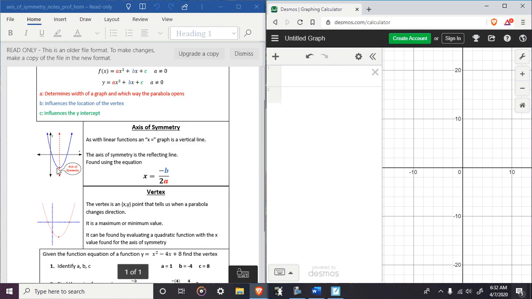And they are related. In fact, your vertex is always on your axis of symmetry. So if this is your axis of symmetry, notice your vertex is right there, okay? So I want to talk real quick about the axis of symmetry as a line, okay?